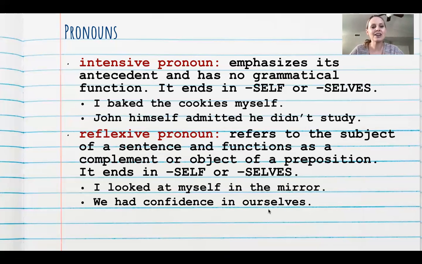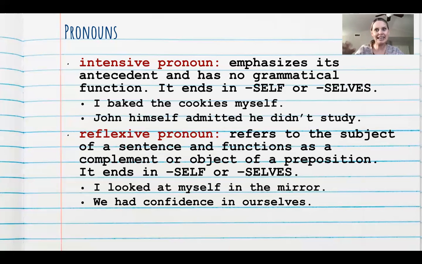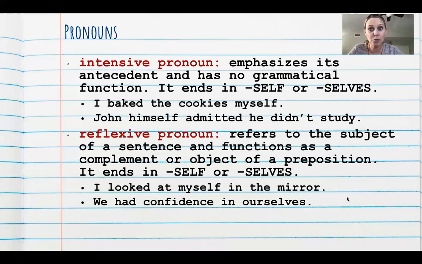right? We had confidence in ourselves. So this is an object of a preposition. I can't just have the in and nothing after it. I need the ourselves. So reflexive pronouns serve very necessary grammatical functions in sentences when we're performing actions upon ourselves, right?